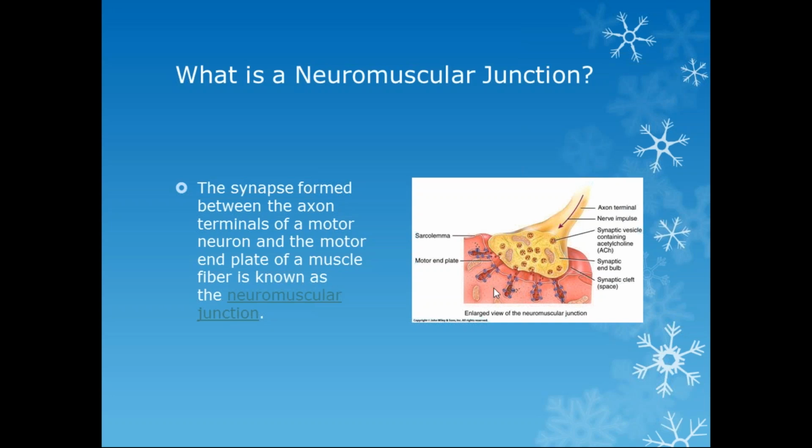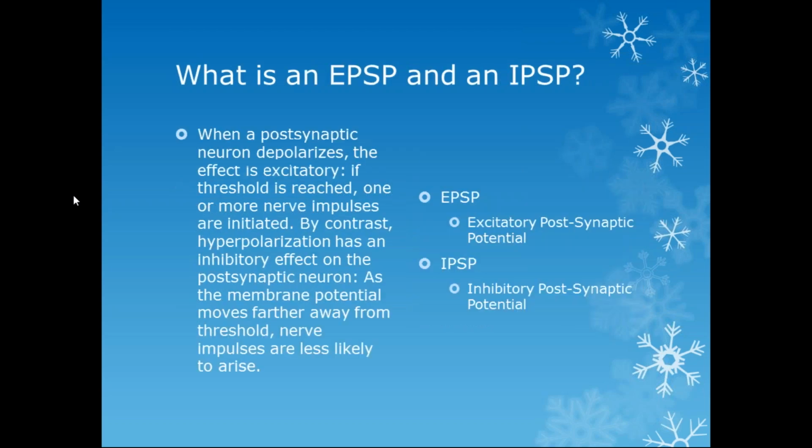Okay, so the neuromuscular junction is always excitatory. The only thing you can do is turn it down. You can't inhibit the actual neuromuscular junction, because the only neurotransmitter released here is acetylcholine, and it's always stimulatory.